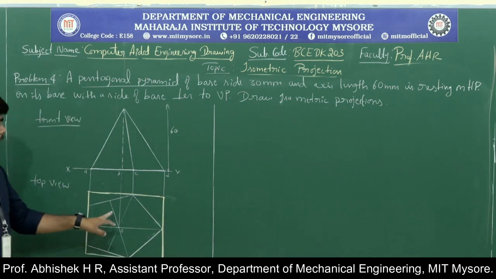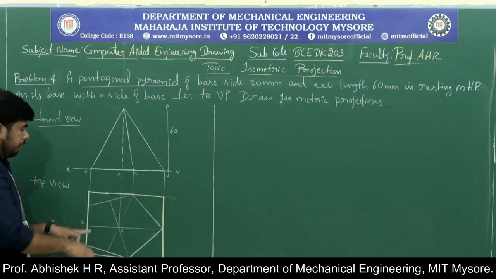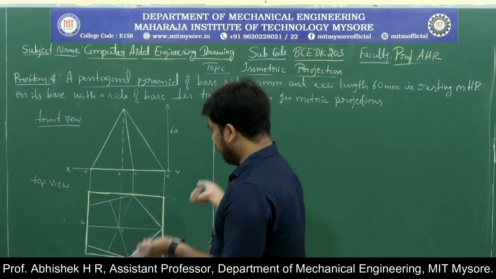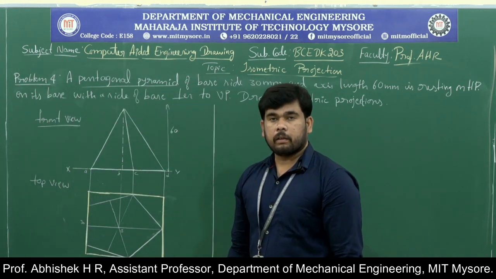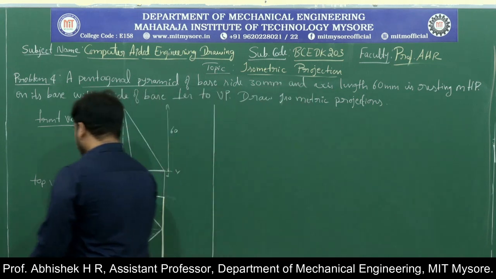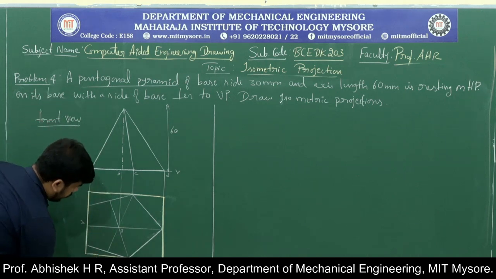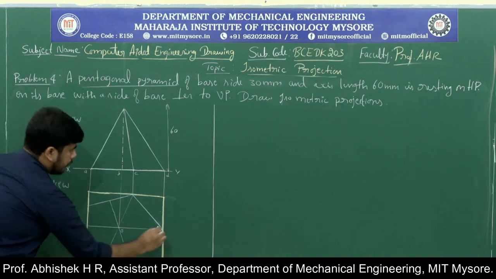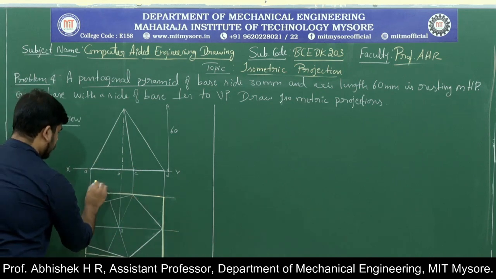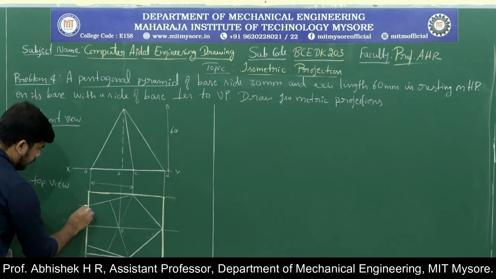Okay. So within this square area, we have covered the pentagon here. Why do we want this square block here? We'll get the answer now. See here, we need to measure these distances. What distances? These distances and these distances.